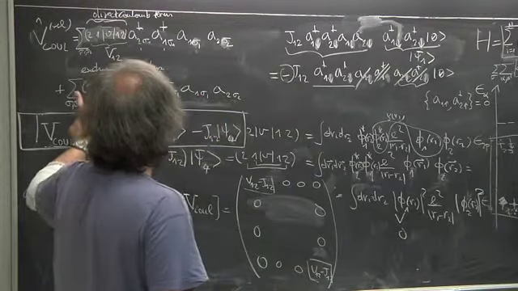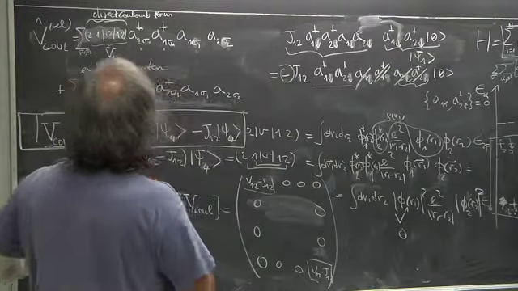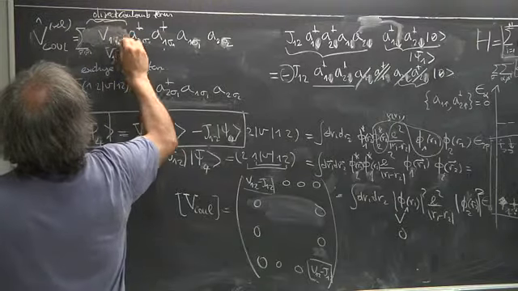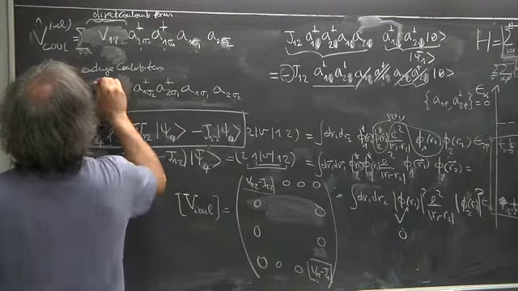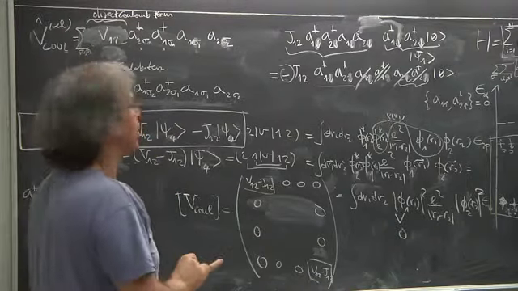Is it clear that here there is a plus, and this matrix element here is J? So this is V12, and this is J12, and they are both with a plus. This is clear, right? Okay.